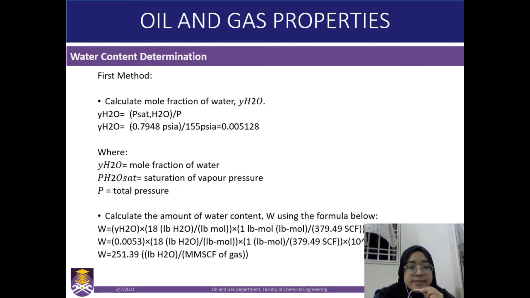So this is the first method for the determination of water content. The first thing that we have to do is calculate the mole fraction of water, and then from the mole fraction of water that has been calculated, we can know the total pressure. Then we can calculate the amount of water content, which is 251.39 pound H2O per scuff of gas.